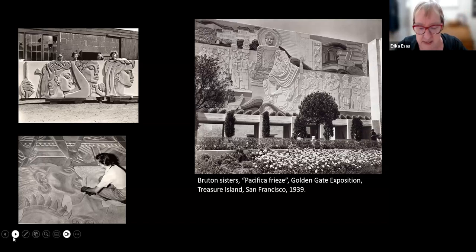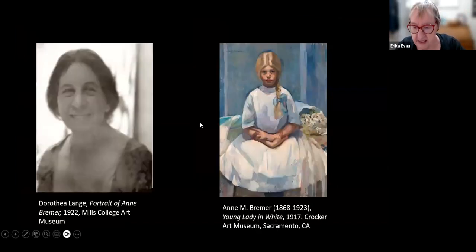This next artist is one who interests me deeply, and who deserves to have more recognition than she has yet received. And this is Anne Millet Bremer. The photo here is by Dorothea Lange, which reminds us that at this time in the late 1910s and early 1920s, the famous documentary photographer Dorothea Lange worked as a portrait photographer in San Francisco.